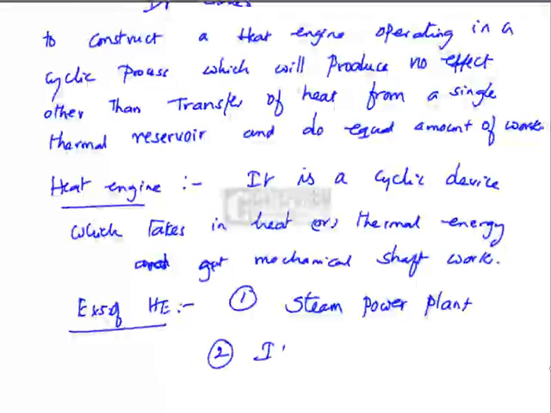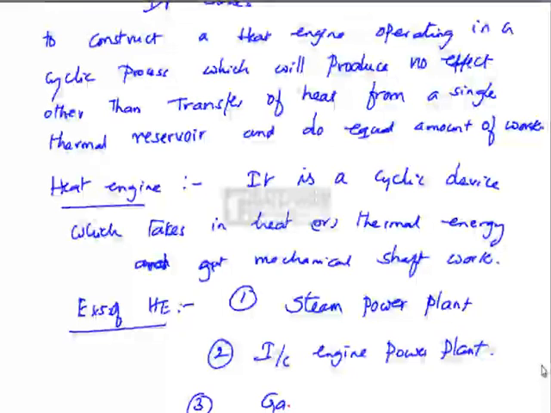Number 2, IC engine plant or IC engine power plant. In this, the fuel energy, that is the chemical energy or the calorific value of the fuel given into the engine, releases as heat energy after combustion of the fuel, which gets transformed into the mechanical shaft power output or brake power output of the IC engine, also known as internal combustion engine.